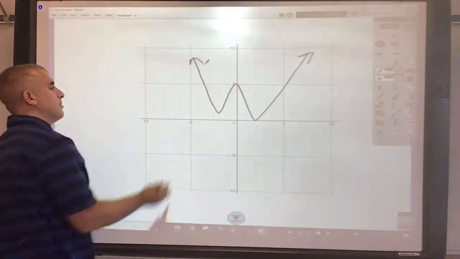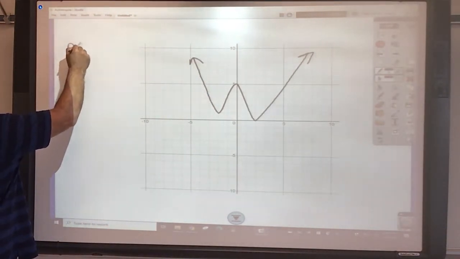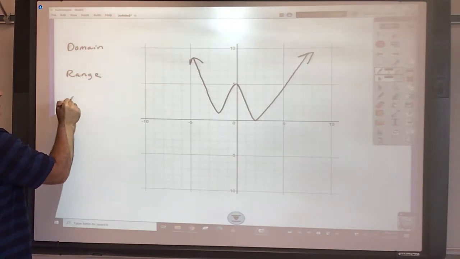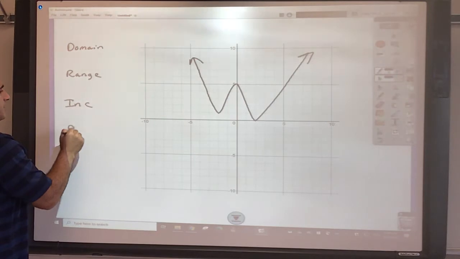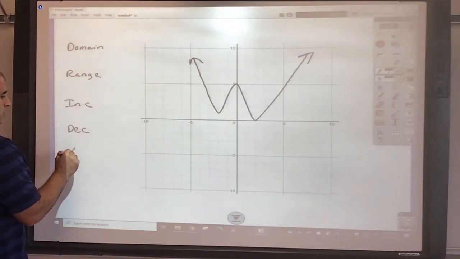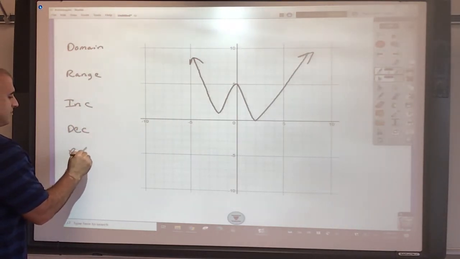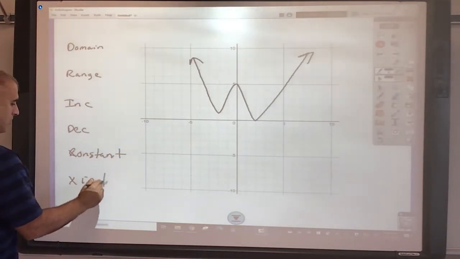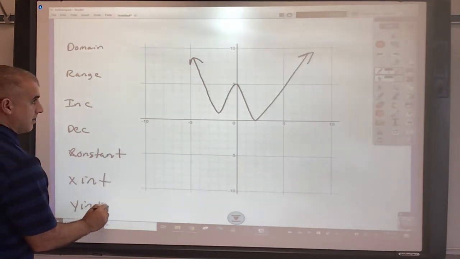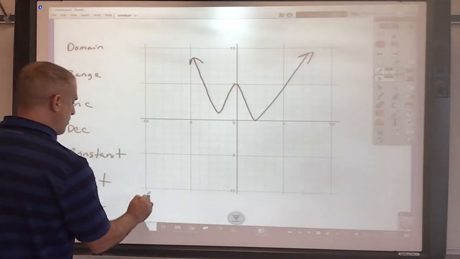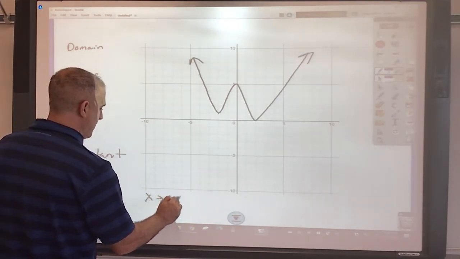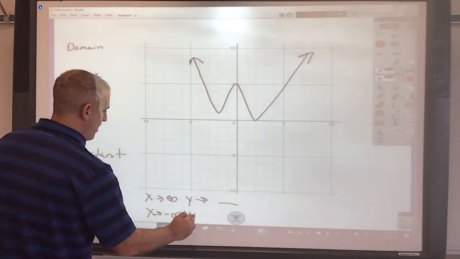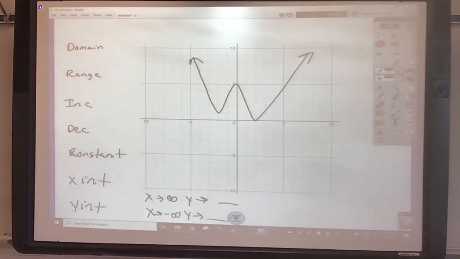Let's say we have this, and here's what we're going to find: domain, range, increase, decrease, constant, x-intercept, y-intercept, and we're also going to answer these two questions. As x approaches infinity, y approaches blank; x approaches -infinity, y approaches blank. We talked about end behaviors last time.